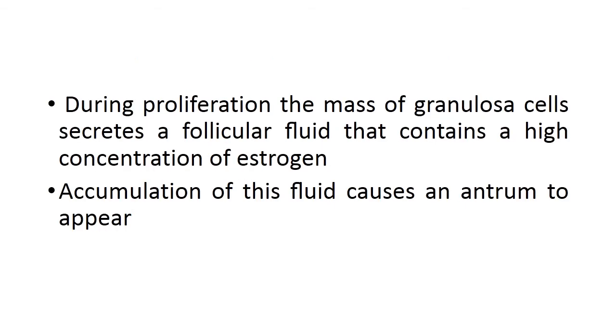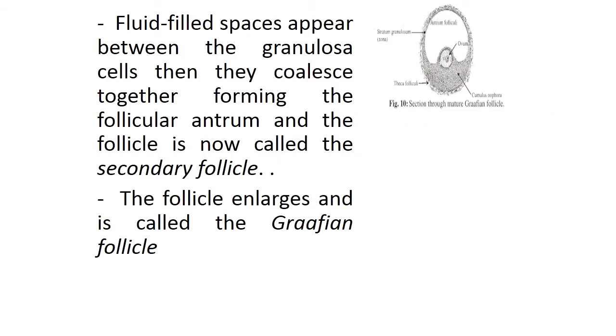During proliferation, the mass of granulosa cells secretes a follicular fluid that contains a high concentration of estrogen. Accumulation of this fluid causes an antrum to form. The follicle enlarges and is called the Graafian follicle, the mature one. The primary follicle becomes the secondary follicle when the follicular antrum is formed, and the fully matured secondary follicle is called the Graafian follicle.